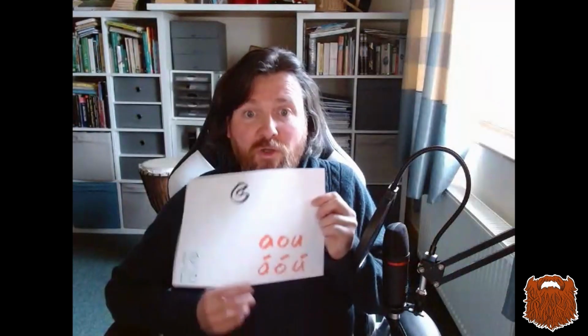C is the broad sound first, protrude the lips, K, K, and the slender sound, grimace, bring back of the mouth, K, K.